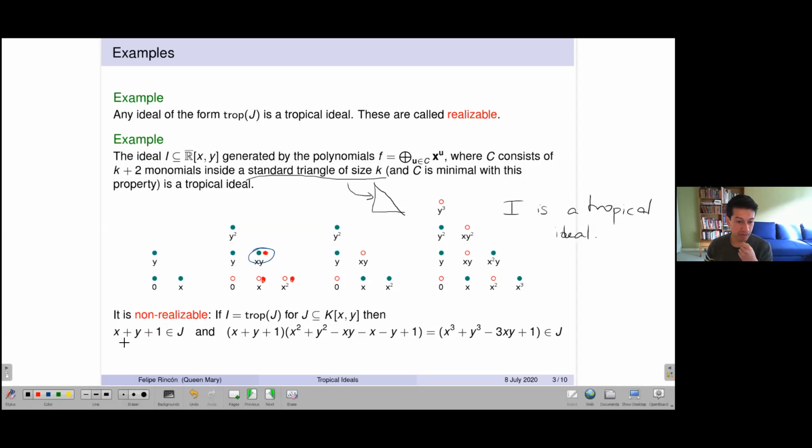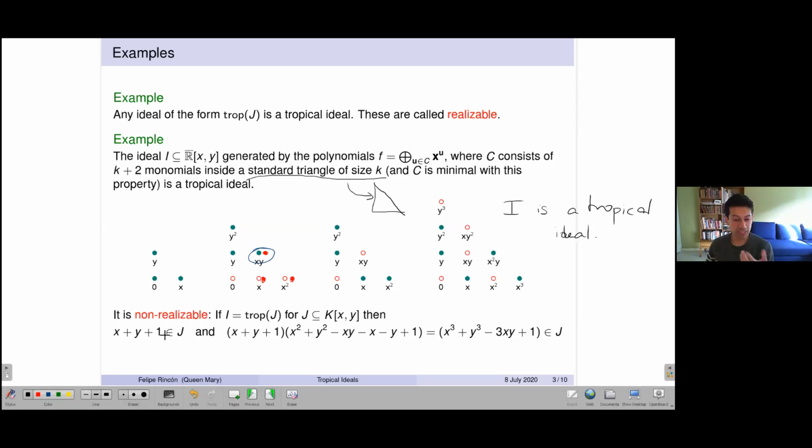Then, here in I you have the tropical polynomial 0 plus x plus y, that has to be the tropicalization of something in J, sorry. So there has to be some polynomial in J that uses the monomial x, the monomial y, and the constant monomial. Without loss of generality, you can assume that that polynomial is just x plus y plus 1. You can scale the whole polynomial so that this constant coefficient is 1. And then you can scale the variables, which is not going to change the support of your polynomials. It's not going to change the tropicalization. So that the coefficient of x is 1 as well, and the coefficient of y is 1 as well. So we don't lose generality by assuming that x plus y plus 1 is in J.